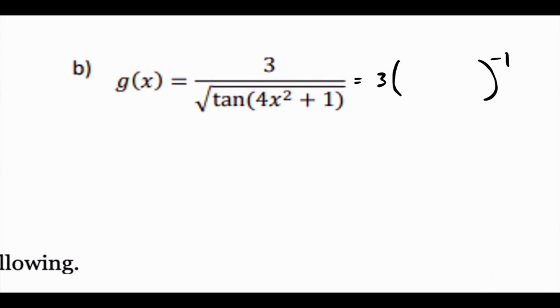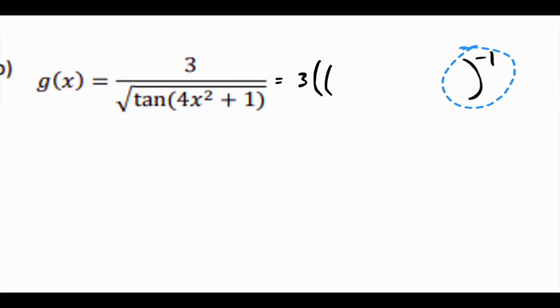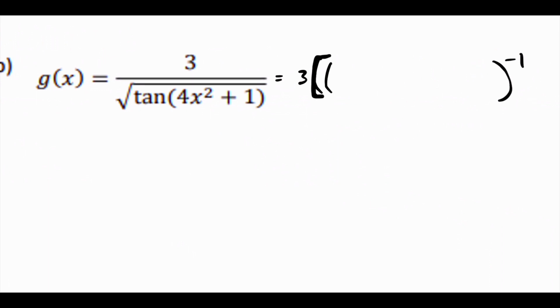Now, inside the bottom, there's a couple things, right? I'll give myself more room. Use brackets instead of parentheses. So I have tangent of 4x squared plus 1 to the 1/2 power. I think that's it.